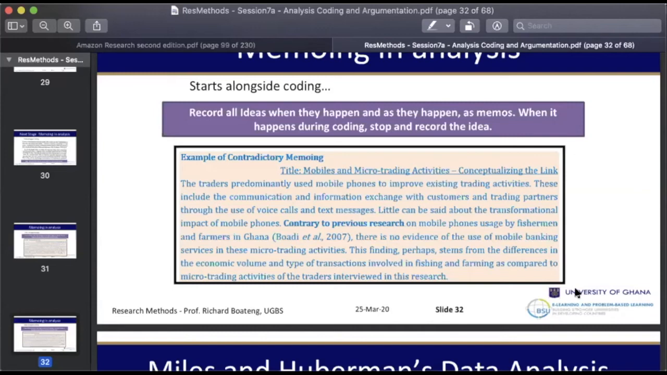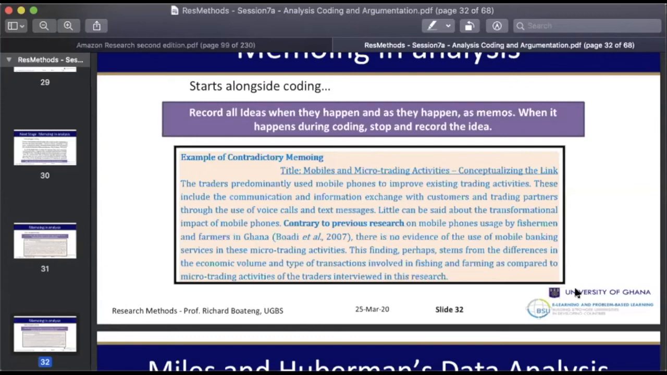Here is one of the literature I've read from Boateng et al. concerning Ghana, who is saying that he found farmers and fishermen and saw that there was confirmatory memoing and that they were using the mobile money and mobile banking in their businesses. However, when I came to the market women and I wanted to see whether there was evidence of mobile banking, I didn't see that. So contrary to what I saw in that of Boateng et al., I am not seeing transformational effects in this particular study. That's what he's trying to say. I'm not seeing any high evidence or transformational effect in this particular study.